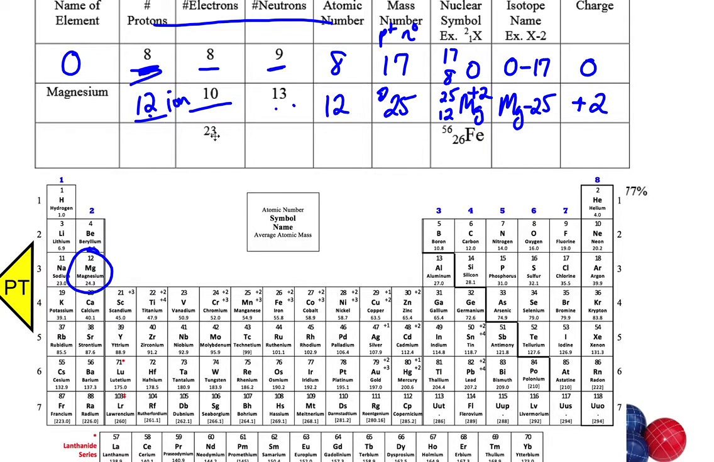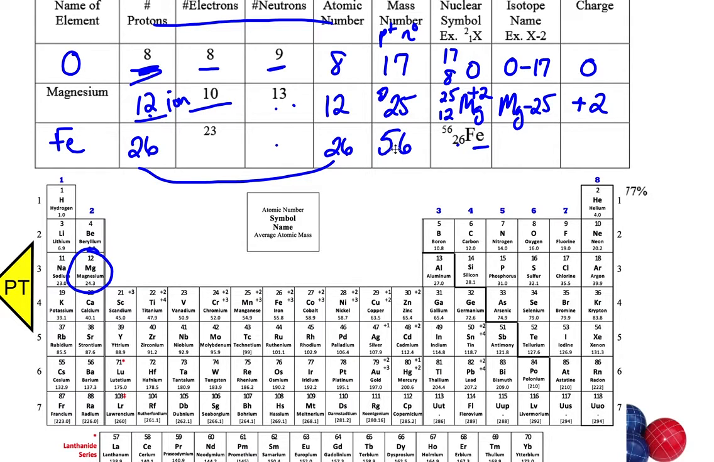All right, next one. I know there's 23 electrons. I know it's 26 for iron and 56 for the mass number, so I got lots of information here. Mass number's on top. The atomic number is on the bottom. That's equal to the number of protons, so I put that there. I'm given the element, so I know it's iron.